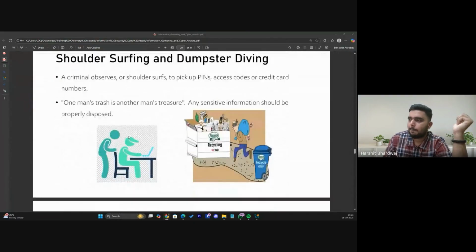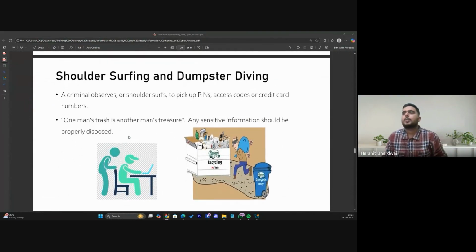So yeah, and then coming to shoulder surfing, these are very, very interesting, if I tell you honestly. But first of all, I'll talk about dumpster diving. What exactly is dumpster diving? There is a saying that goes, one man's trash is another man's treasure. Any sensitive information should be properly disposed of.